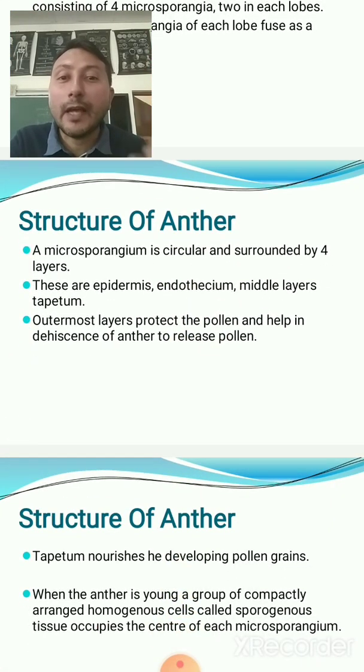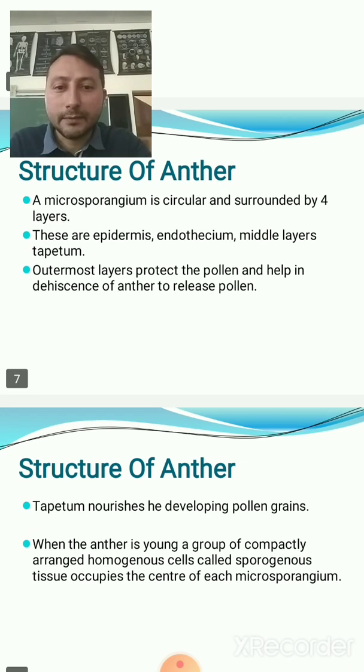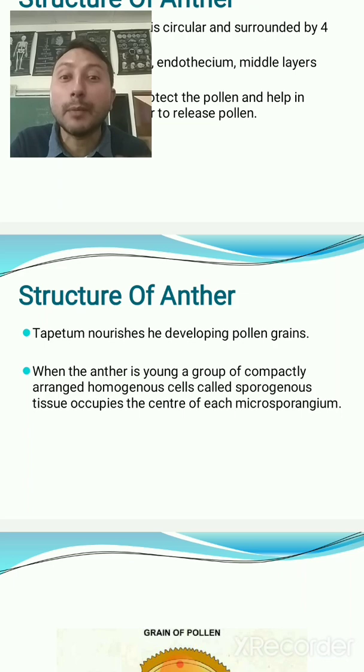Then the structure of the anther. The microsporangium is circular and surrounded by 4 layers. These are epidermis, endothecium, middle layer and tapetum. The outermost layer protects the pollen and helps in dehiscence of the anther to release the pollen. It will rupture and the pollen grains will be released when the anther becomes mature. Tapetum is a very important wall which is directly in contact with the pollen grain. It nourishes the pollen grain.